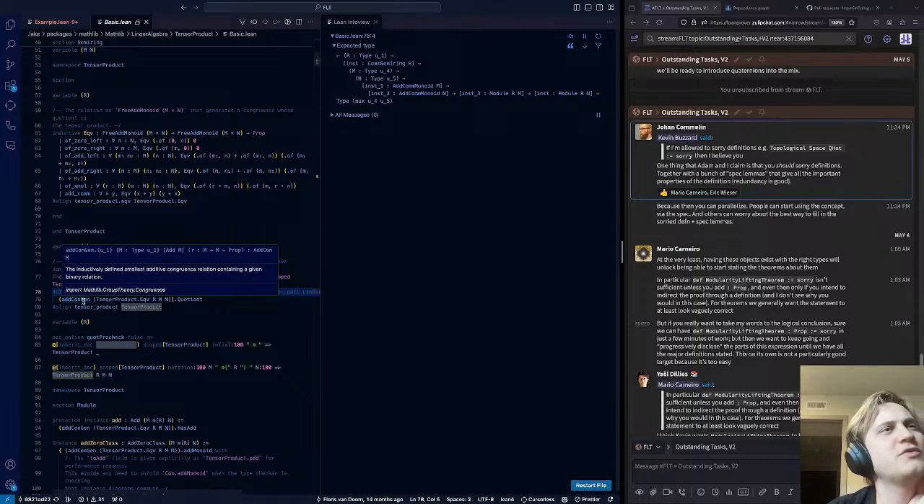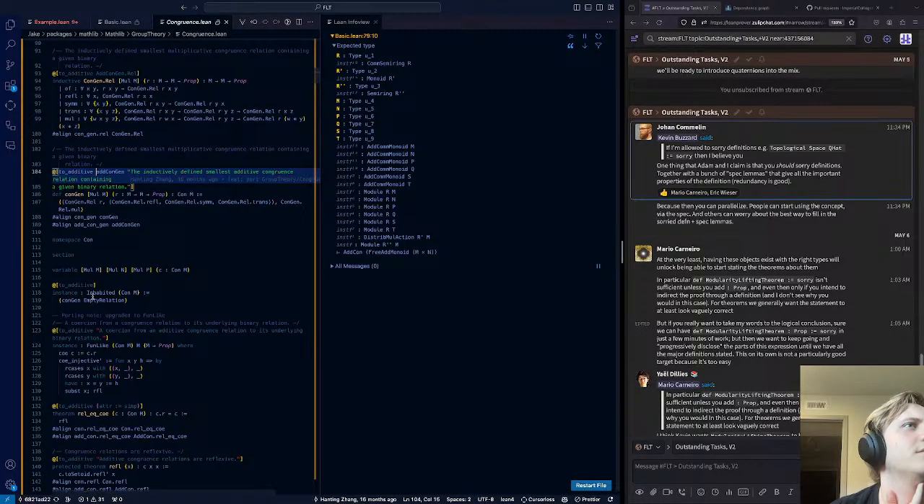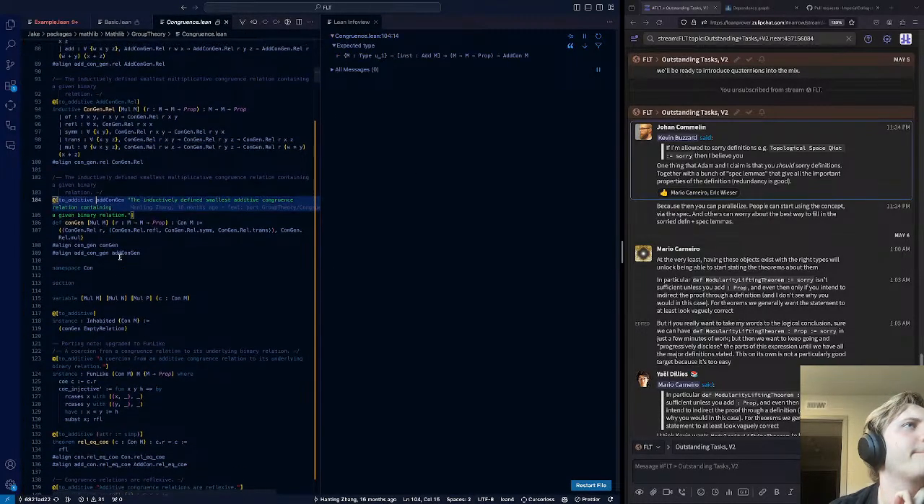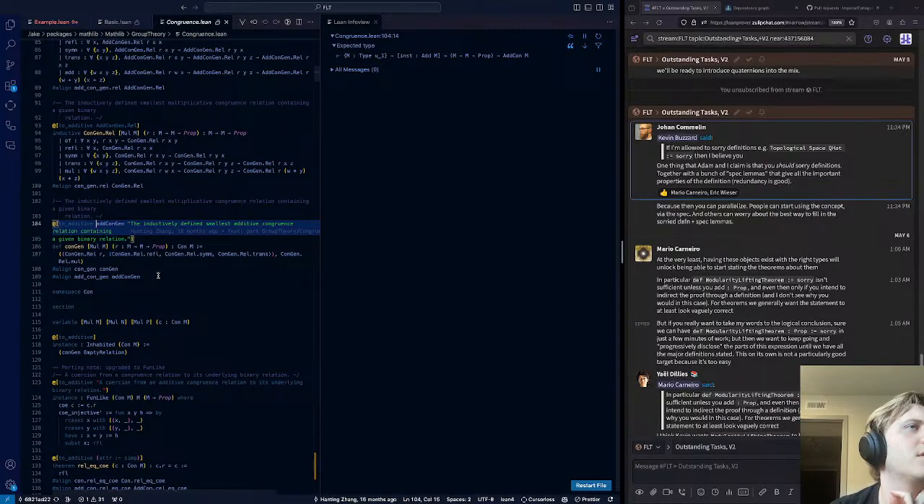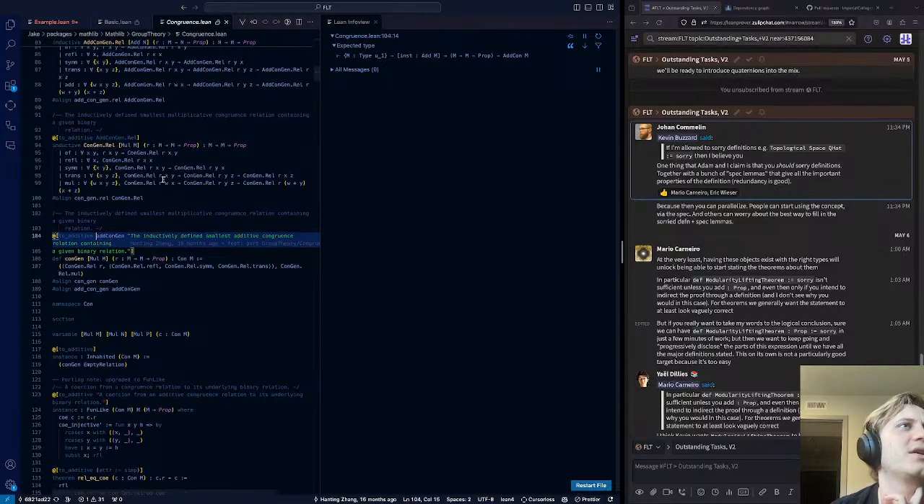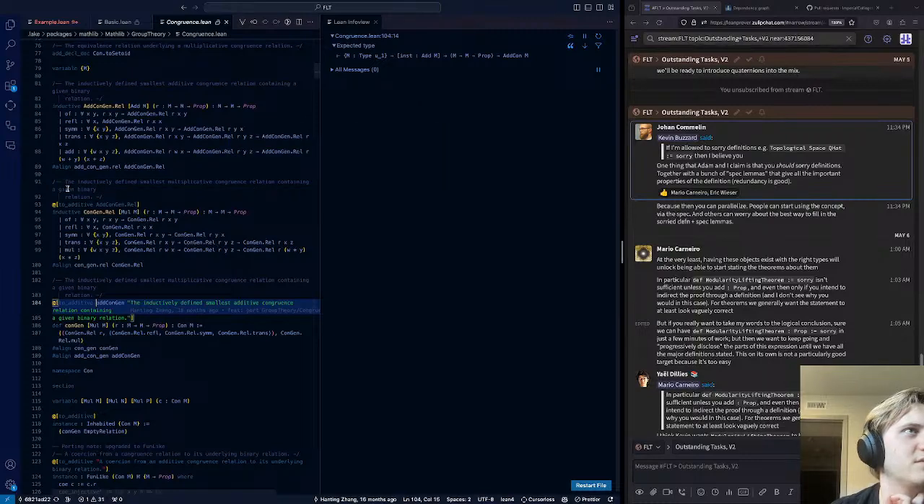Yeah, I saw this before. I wasn't totally sure I understood. Let me go to the definition here. Two additive. So it's a two additive. Yeah, okay. Congen rel. Okay, so congen. What is congen? The inductively defined smallest multiplicative congruence relation given a binary relation. Okay, so this is the relation, right?